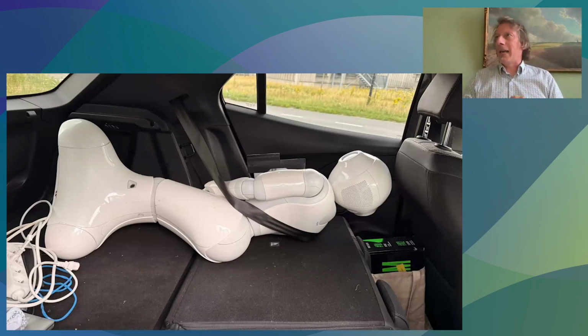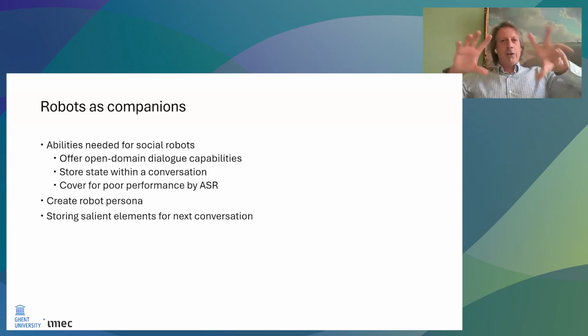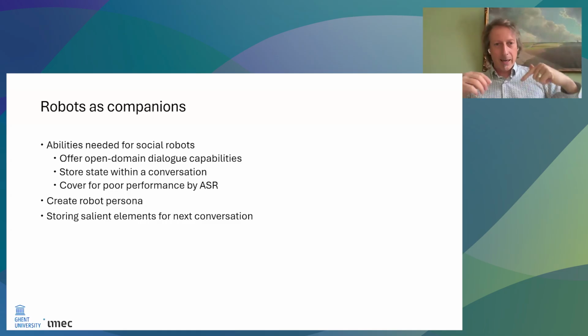Now, of course, you guessed it. Behind it, the magic driving this whole interaction is a large language model. What we want is open domain dialogue capabilities, and we get that from the large language model. We also want to store state, so we want to take salient elements from a conversation and reuse them when we next meet our interactant, our elderly resident.